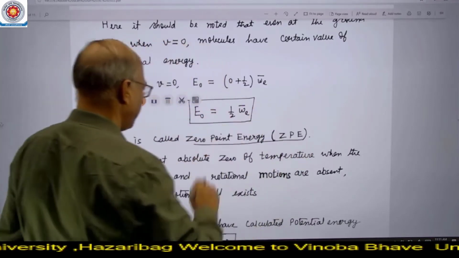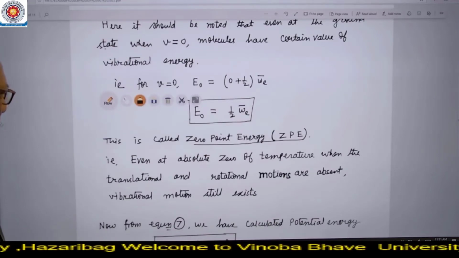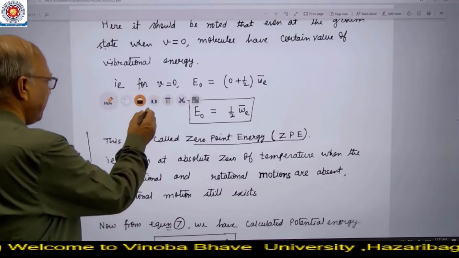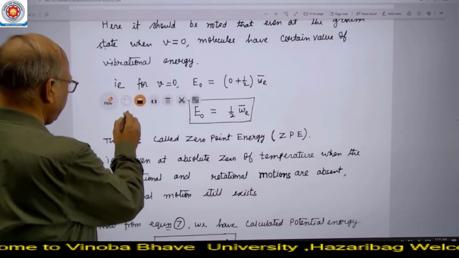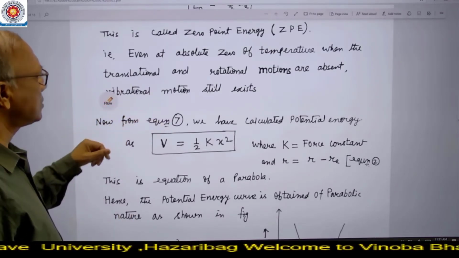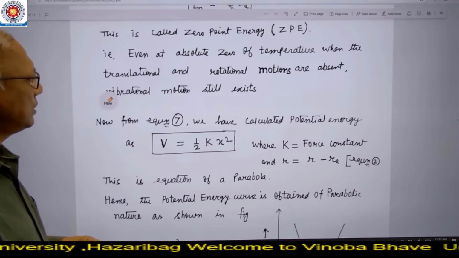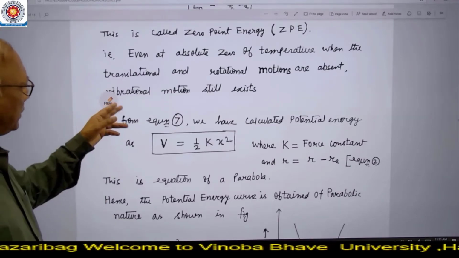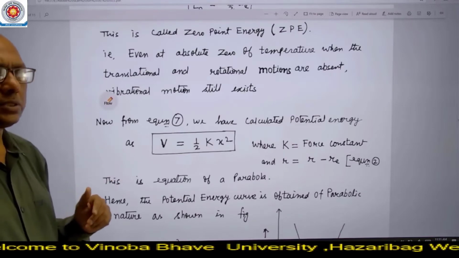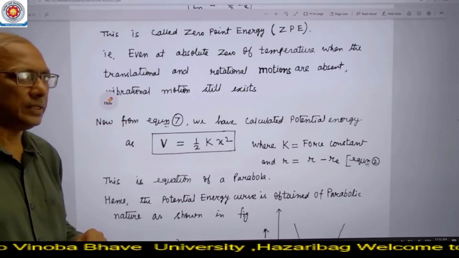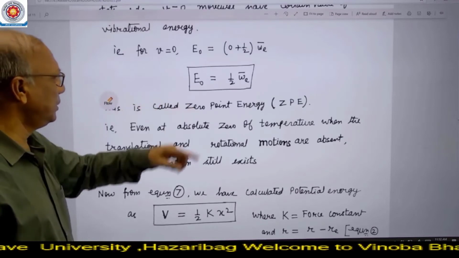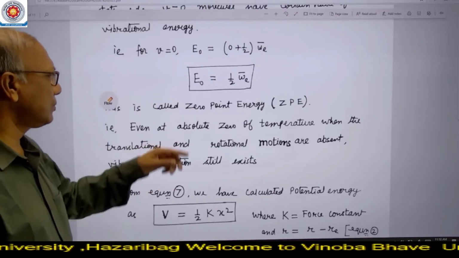What is zero point energy? This means that even at absolute zero of temperature, when translational and rotational motions stop, that is, translational and rotational motions are absent, in spite of that, vibrational motion still exists, and the value of vibrational energy is equal to E0 is equal to half h omega, and that is called zero point energy.